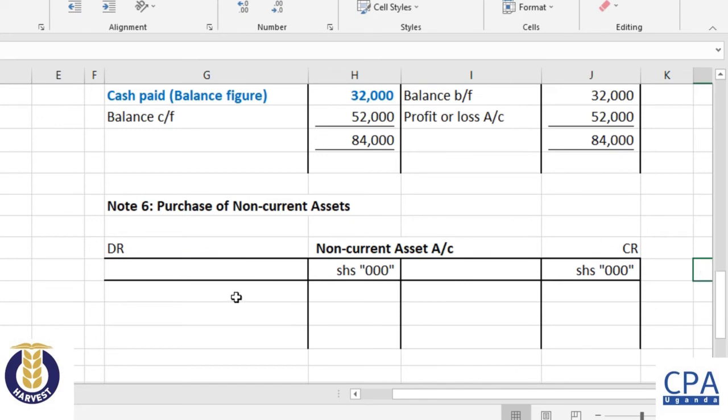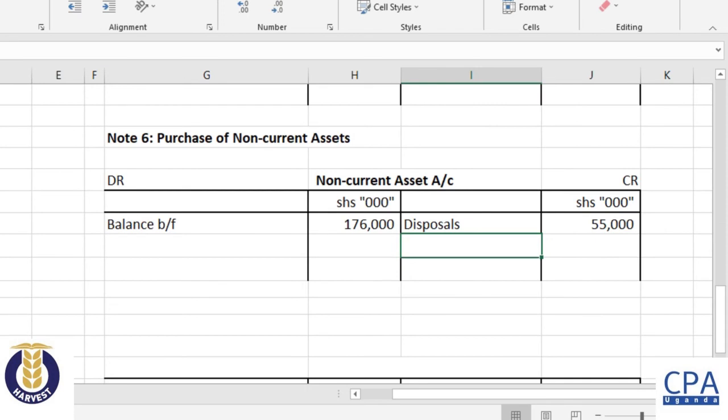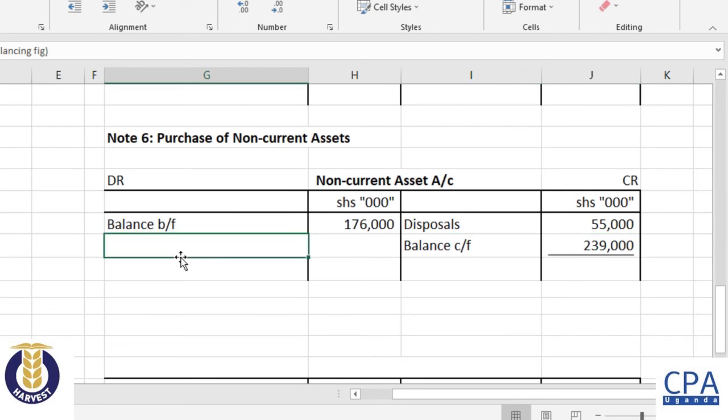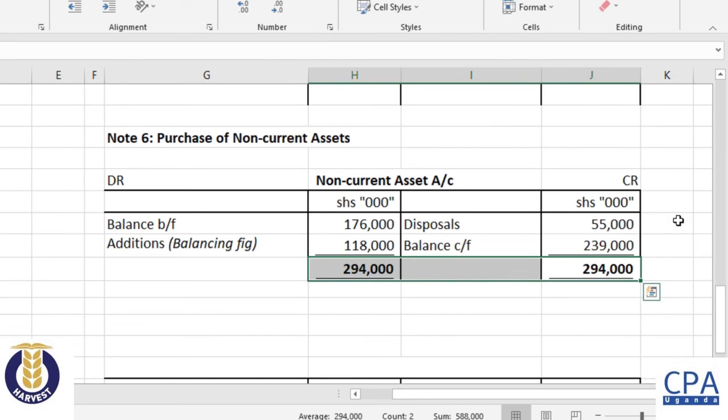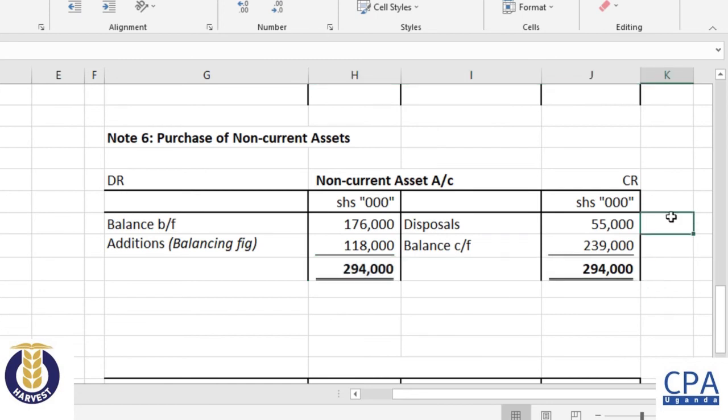So for the non-current assets, the opening balance, if you check the question, the balance brought forward is 176, and then we had disposals of 55 million. Remember, this is the cost. Then we have the balance carried forward, which is 239, leaving us with a balancing figure, which is the money that we paid to purchase our non-current assets, as 118 million. So all in all, the totals for each of the two sides of the T account come to 294 million.